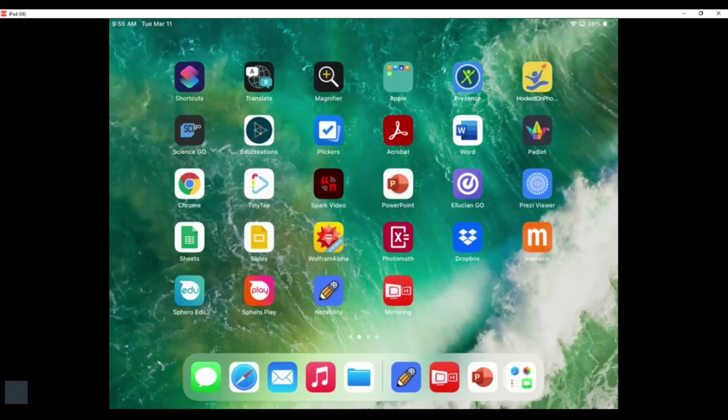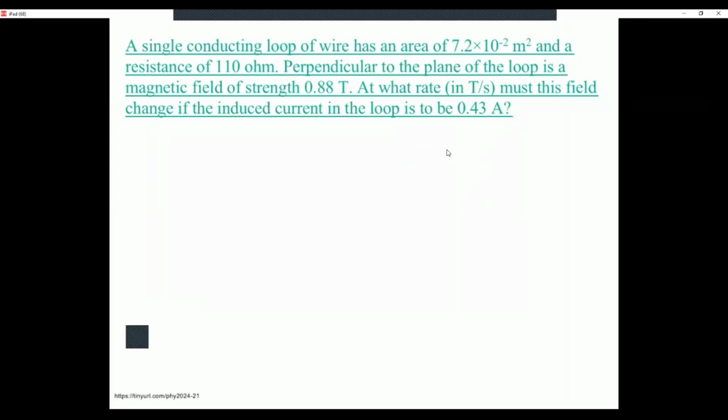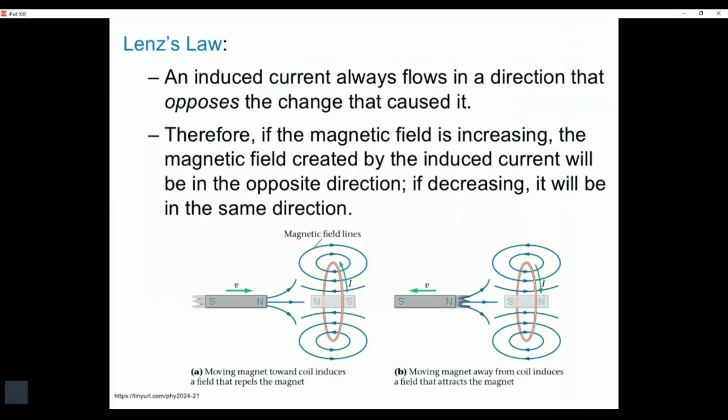Go back to the slide. The negative sign in the equation of Faraday's law is actually Lenz's law, which says that the induced current always flows in the direction that opposes the change that causes it. So that's the minus sign, which opposes it. Therefore, if the magnetic field is increasing, the magnetic field created by the induced current will be in the opposite direction. And if it's decreasing, it will be in the same direction.